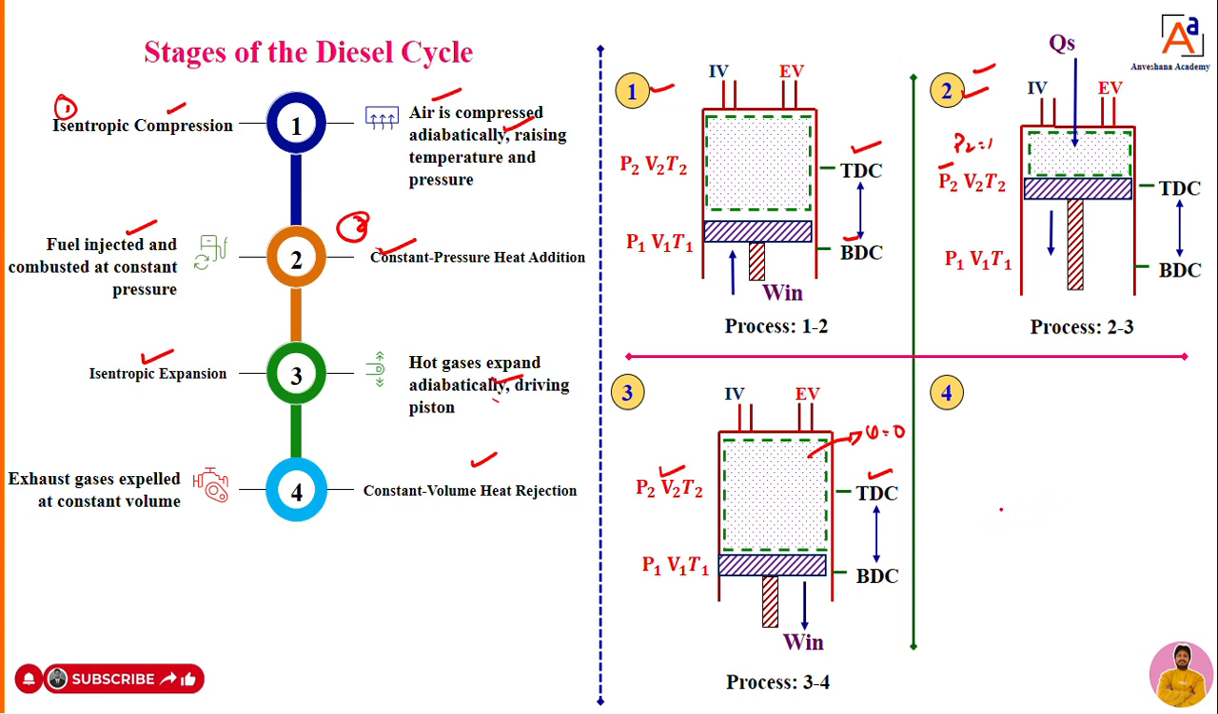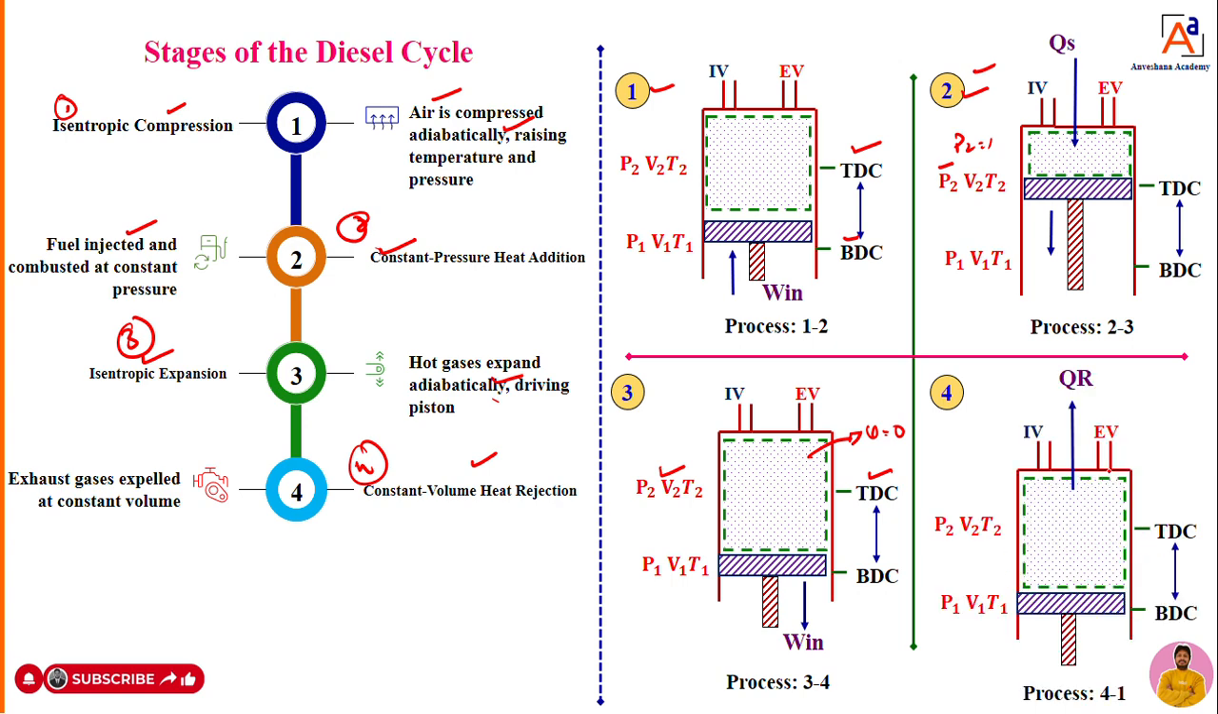The last process is constant volume heat rejection. We open the exhaust valve, hence the hot gases come out. That means they are expelled from the cylinder to the surroundings, where the volume remains constant. That is constant volume heat rejection. These are the four important processes in the diesel cycle. If you want to derive an equation for the thermal efficiency of a diesel cycle, you require these four processes.